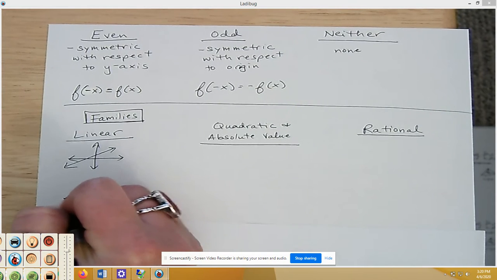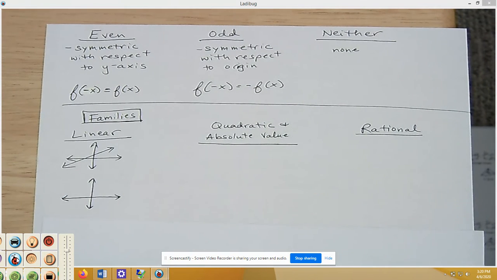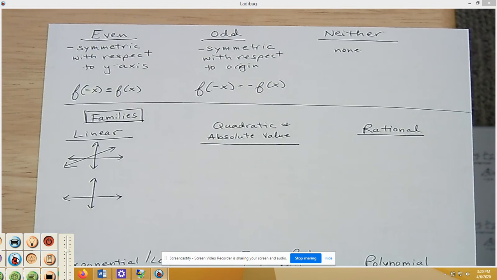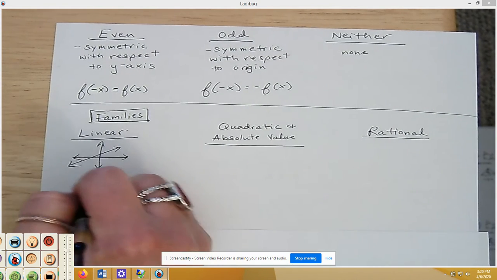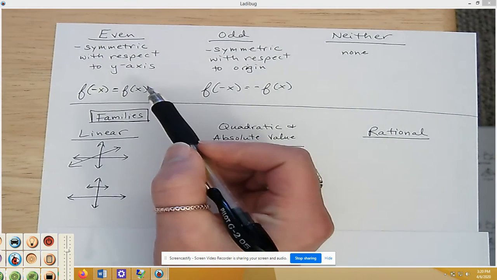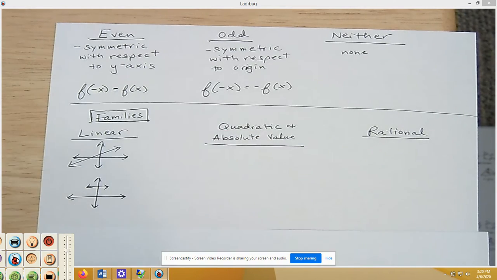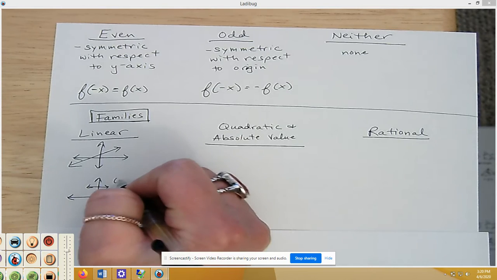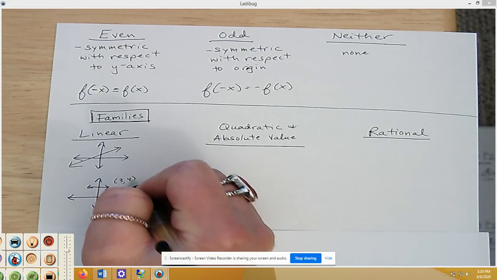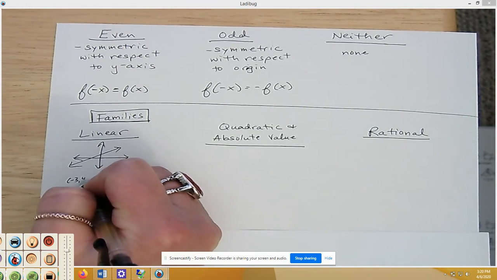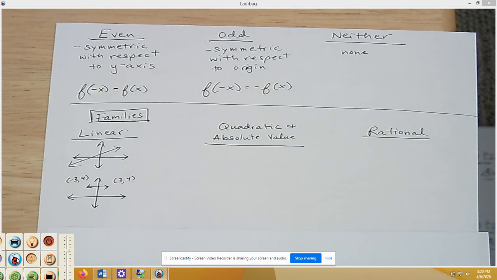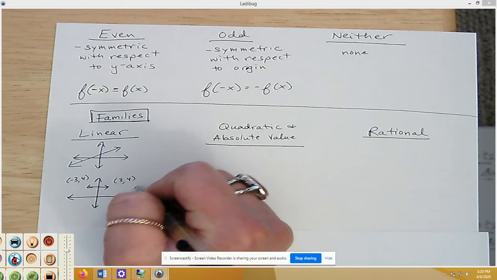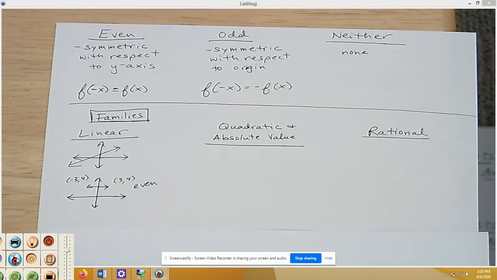And if you haven't figured it out on your own, it is a horizontal line. A horizontal line has symmetry with respect to the y-axis. So if you had a point here that's (3, 4), then -3 would also have a y value of 4. So that's your opposite inputs having the same output, so that would be an even function.